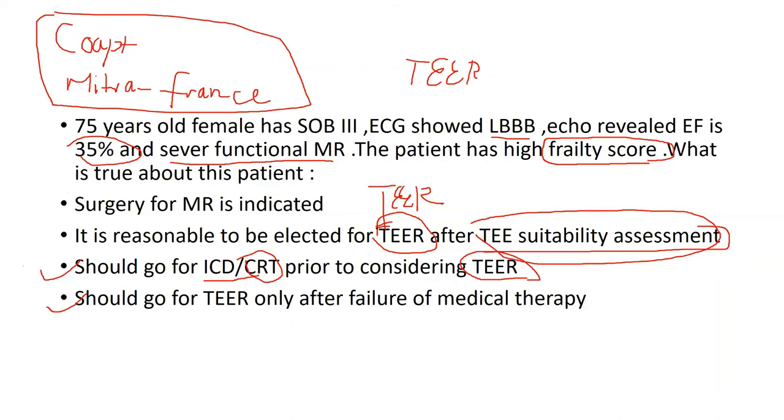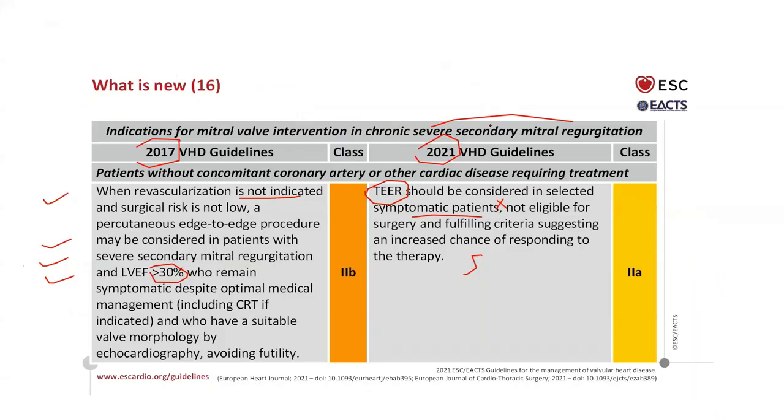Okay, I refer you to COAPT and MITRA-FR. These are the two trials upon which these new guidelines are founded. There is great benefit in doing mitral clip early, even in terms of mortality. Okay, yes, but it really confuses the head. Yeah, the problem with the guidelines is that it is a dynamic target, so every year things happen.